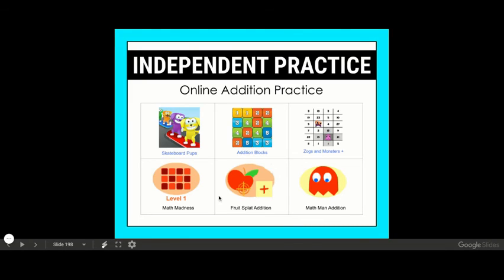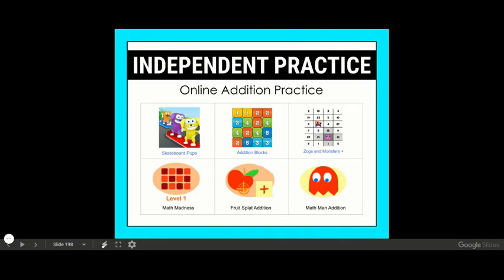The next one is Math Madness. For Math Madness, it will give you a problem, and then there'll be numbers in each of these tiles, and you just need to click the 2 numbers that would add together to get you that sum. And then our last two are the fruit splat and math man addition. Those are ones that we practiced last time. So there'll be an addition problem, and you either just need to aim for the fruit with that answer, or for the math man addition, you just have to move your little character to go eat the right answer.